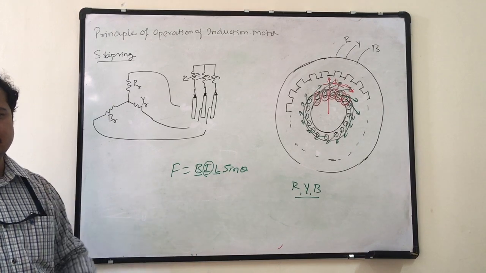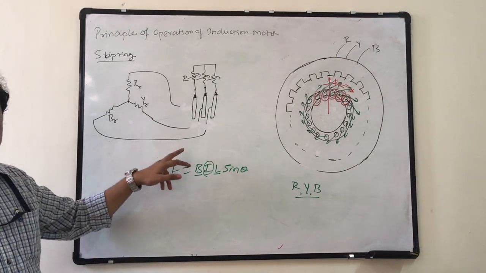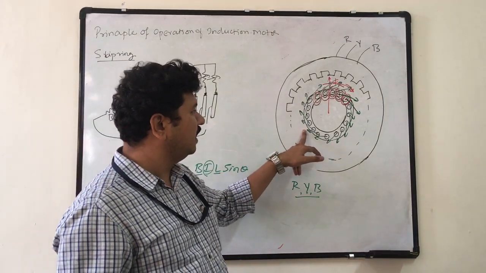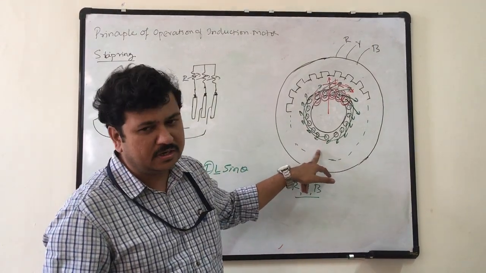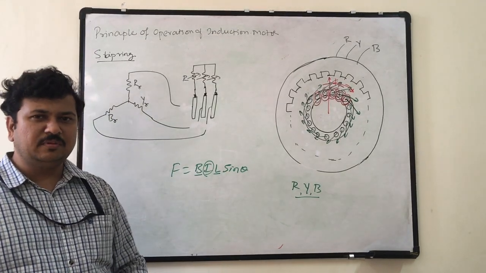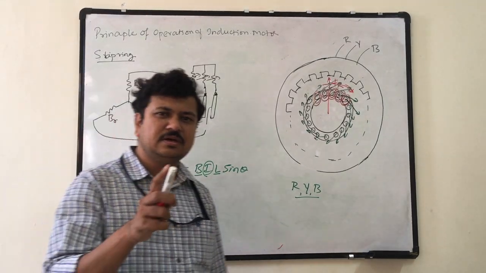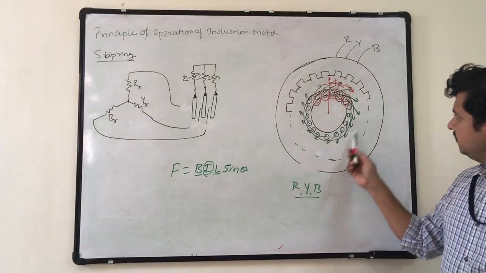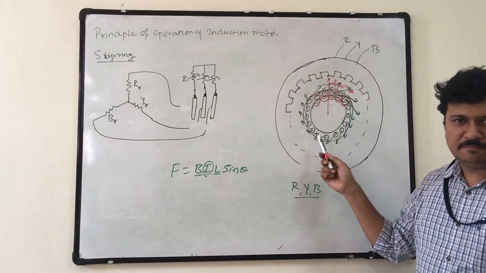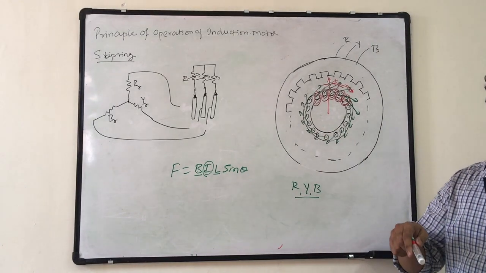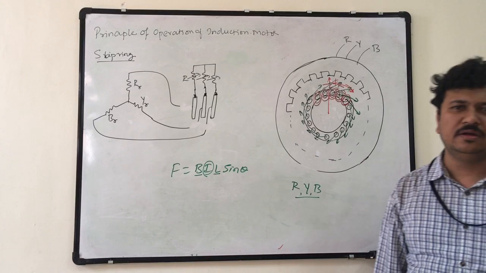Rotating magnetic field. If the magnetic field produced does not rotate, the EMF induced in the secondary conductors or the rotor conductors will be zero. So the main reason for EMF induction in the rotor is the rotating magnetic field. Therefore, the force or the torque produced by the rotor will oppose the rotating magnetic field.